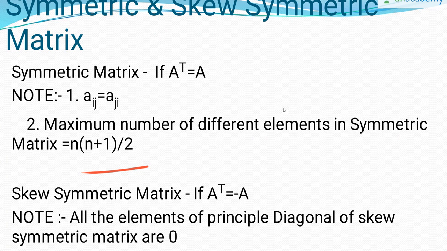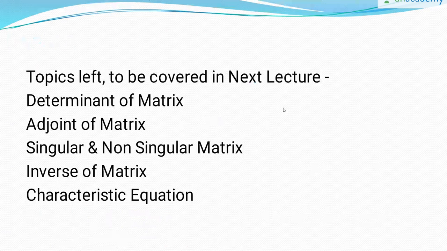Now, skew symmetric matrix. If A transpose is equal to minus A, then it will be known as a skew symmetric matrix. And we should note this point that all the elements of the principal diagonal of a skew symmetric matrix are 0.